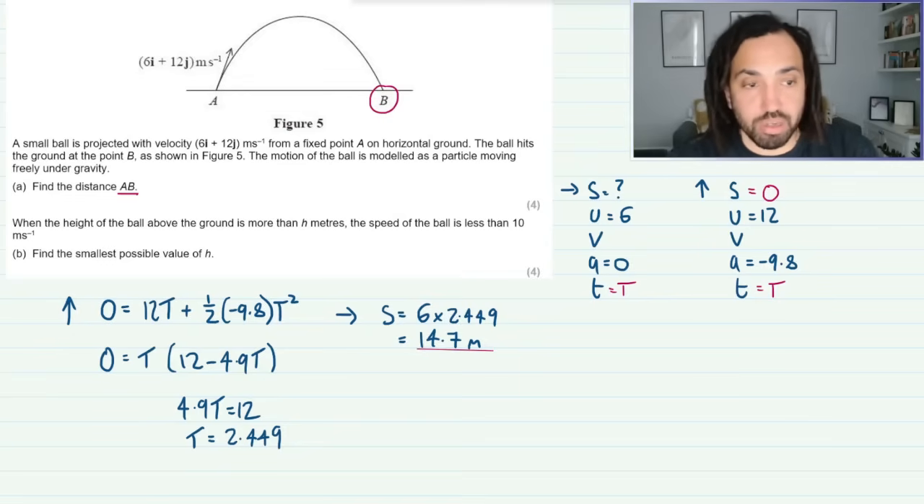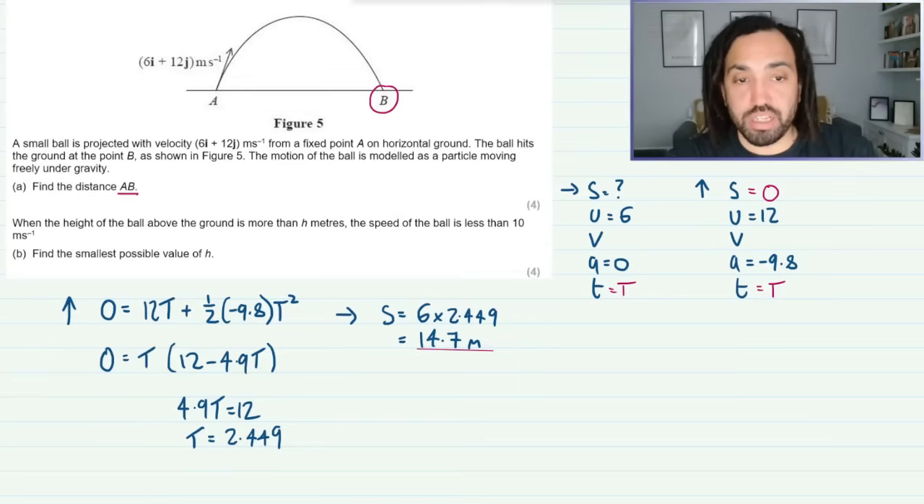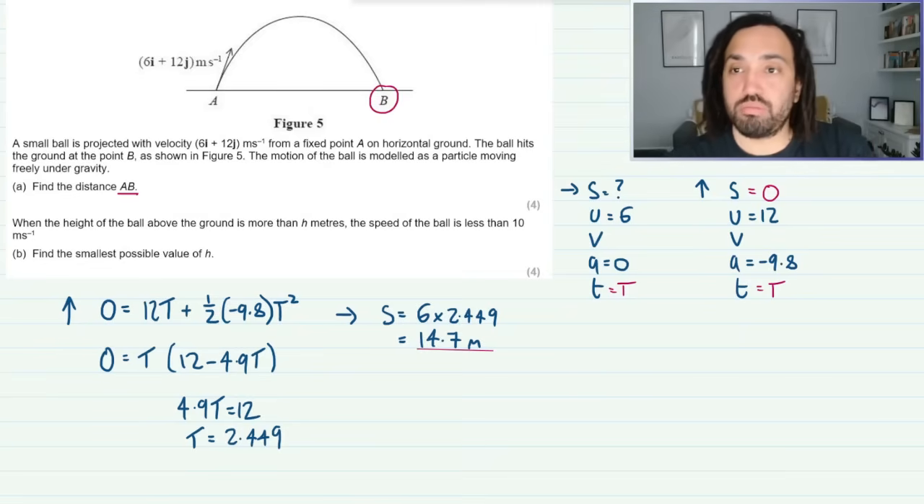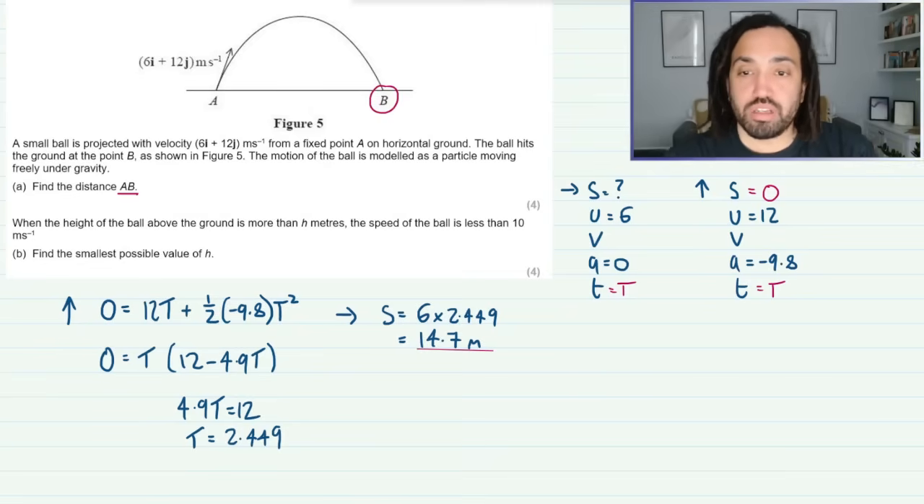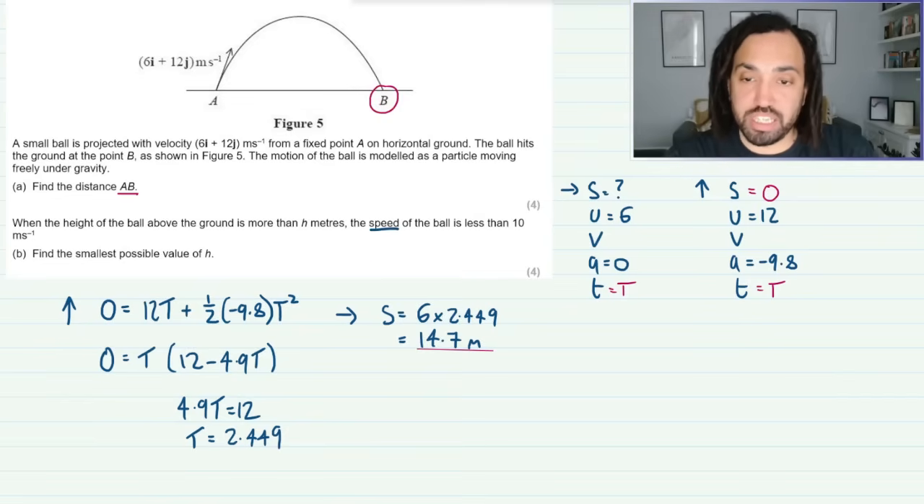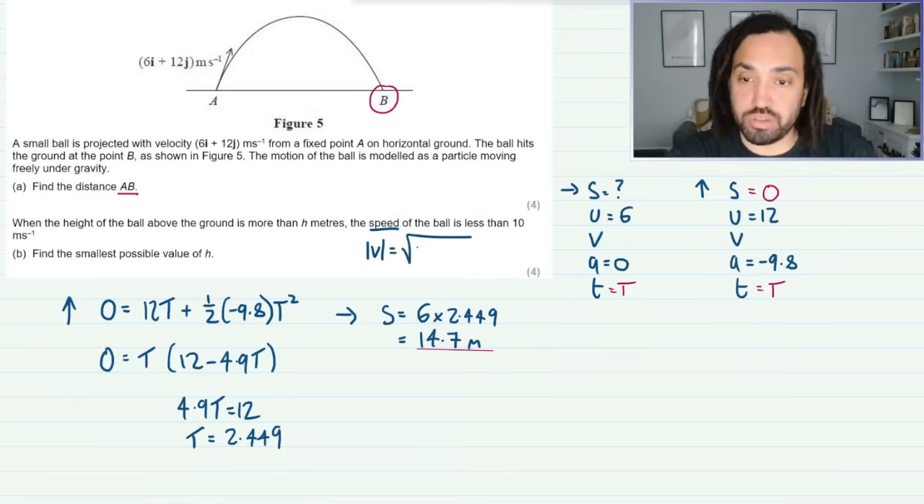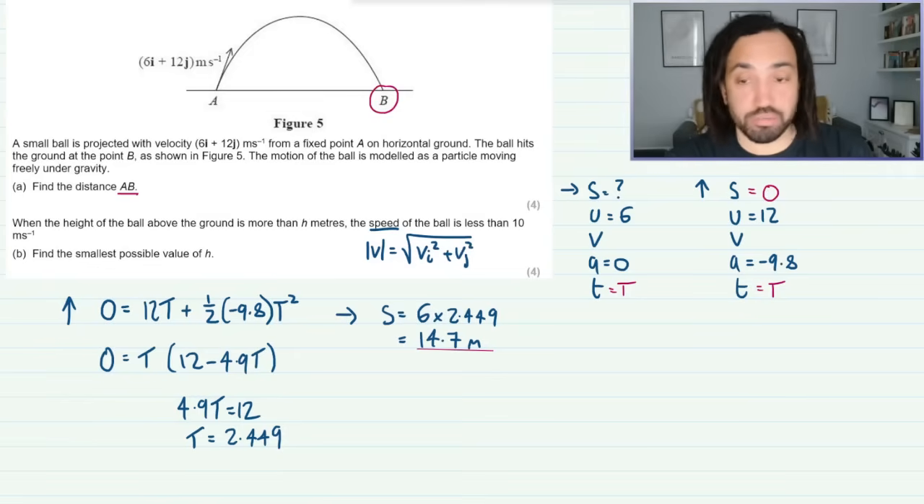That's good. Right, part B. It says that when the height of the ball above the ground is more than h meters, the speed of the ball is less than 10 meters per second. Okay, well, first off, the speed is the magnitude of the velocity. So in order to find the speed, we'll have to do the two components squared and then square rooted.